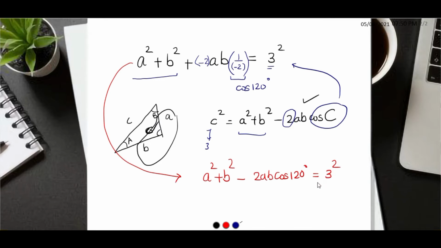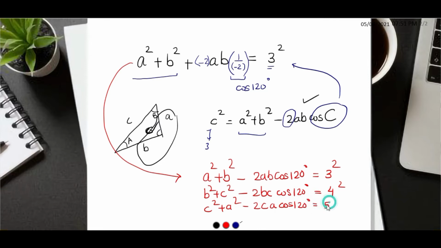Now in similar fashion we can rewrite or modify the remaining two equations also, like b square plus c square minus 2bc cos 120 degrees equals 4 square, c square plus a square minus 2ca cos 120 degrees equals 5 square. Now we can make three triangles using these three equations.